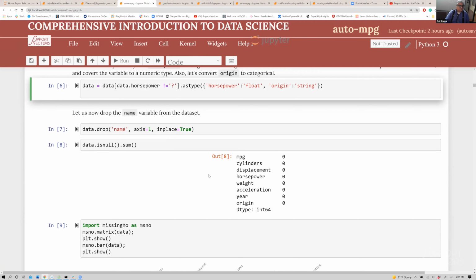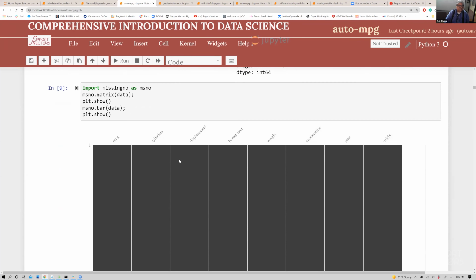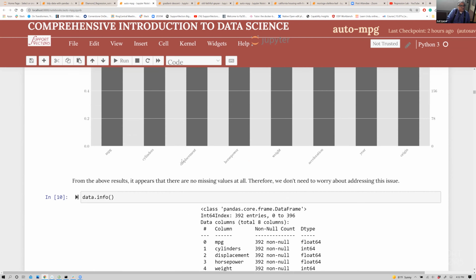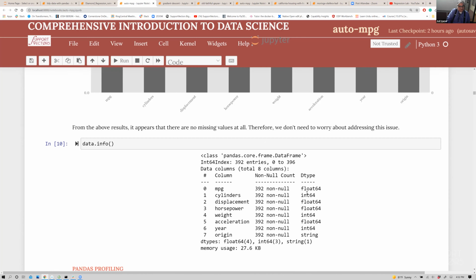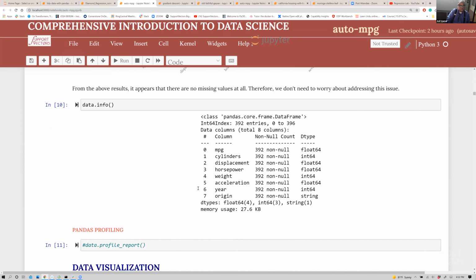After that, I noticed that the data looks clean. Missing number analysis shows data is clean. Info, everything is as it should be. Miles per gallon is a float, is numeric. Number of cylinders is integer as it should be. Weight for some reason is mentioned as an integer. I could have bothered to convert it to float. I didn't bother. Year the car was made is an integer.